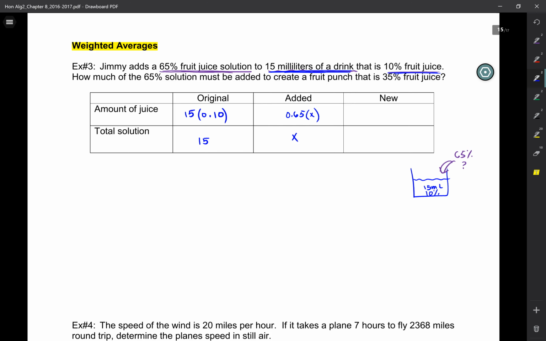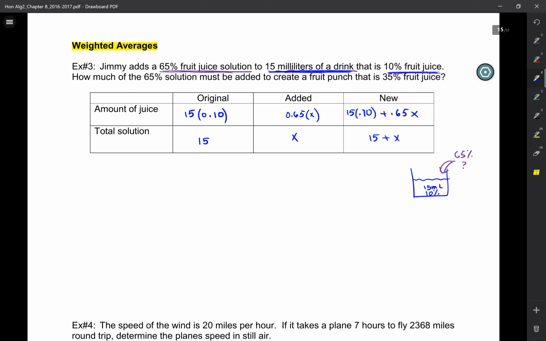So the original has 15 milliliters of solution. How much of it is fruit juice? 10% of the 15 is fruit juice. This new one, you've added X amount of it. How much of that is fruit juice? 65% of that is fruit juice. Now, let's do the bottom row first. The new one, the total solution is 15 milliliters plus X milliliters. And what's the concentration? It's 15 times 0.10 plus 0.65 X.